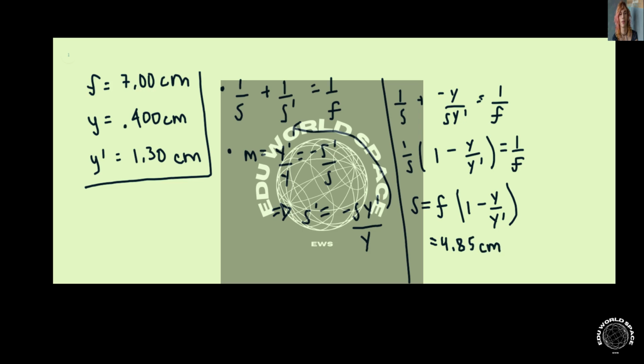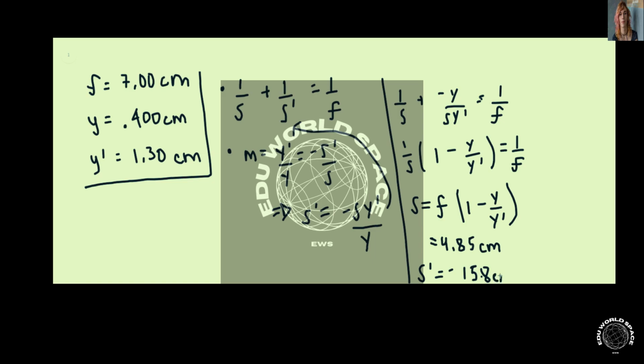Let's go ahead now and solve for s prime. Using this equation, s prime is just going to be minus 4.85 times 1.3 over 0.4. Plugging that into a calculator, I'm just going to do this without pausing: 4.85 times 1.3 over 0.4. I got 15.8, so s prime is minus 15.8 centimeters.